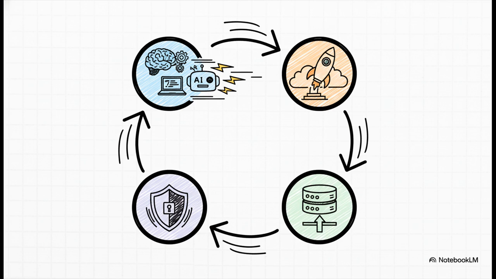AI has put the create phase on hyperdrive, which means our deployment, our operations, and especially our security have to be just as fast and automated to have any hope of keeping up.